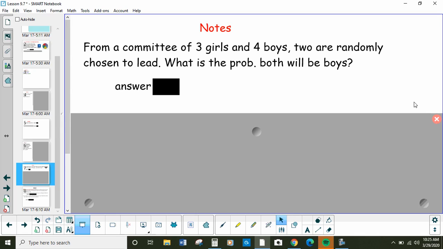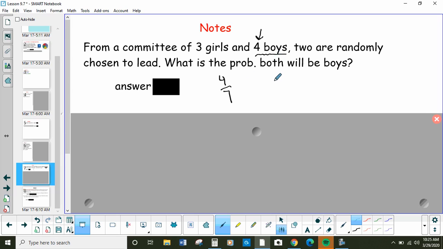So it says, from a committee of 3 girls, 4 boys, same question, isn't it? 2 are randomly chosen. What's the probability they're both going to be boys this time? Well, let's try that. The probability of picking a boy, well, if we're asking about boys, that's considered the desired outcome, right? So the desired outcome is to choose a boy this time. Then there are 4 boys. It's desired over total. There's 7 total students. So the probability of picking a boy the first time is 4 out of 7.